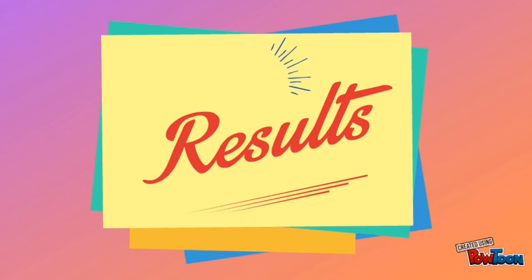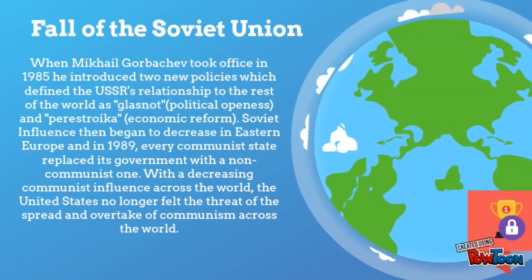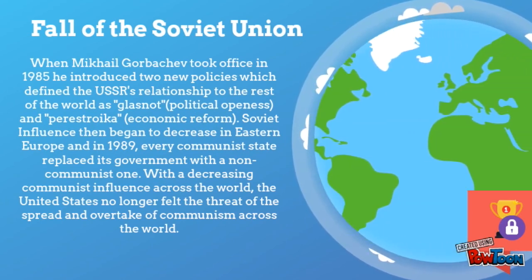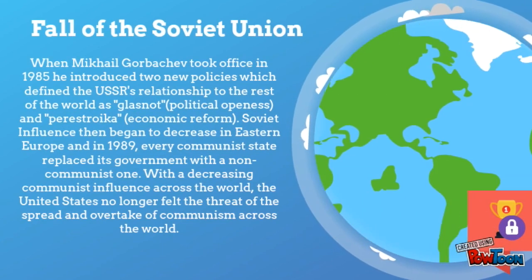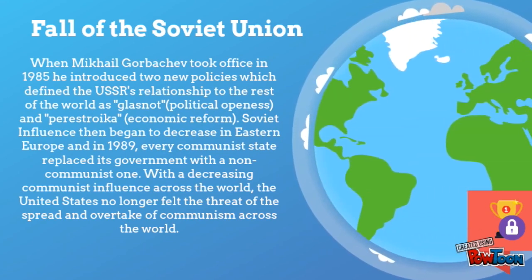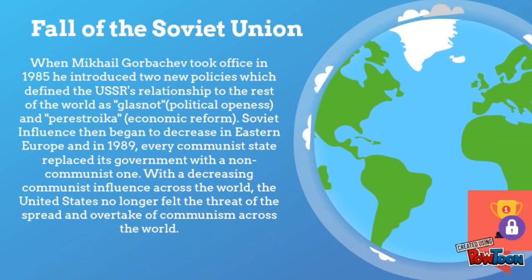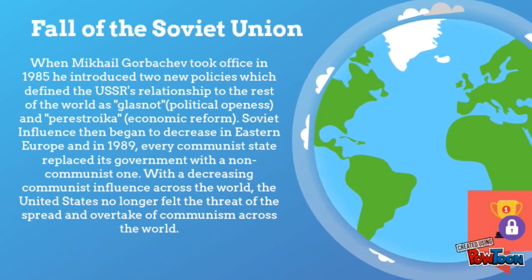The last topic we're going to talk about is the results of the Cold War. So the first result is the fall of the Soviet Union. When Mikhail Gorbachev took office in 1985, he introduced two new policies which defined the USSR's relationship to the rest of the world: glasnost, or political openness, and perestroika, also known as economic reform. The Soviet influence decreased in Eastern Europe, and in 1989, every communist state replaced its government with a non-communist one. With a decrease in communist influence across the world, the United States no longer felt the threat of the spread of communism across the world.